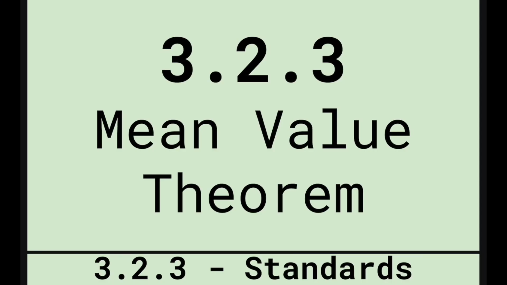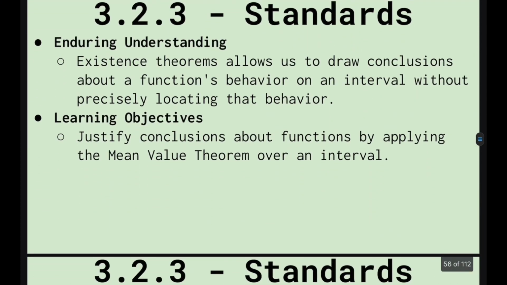All right. Onward we go. This next section is going to be all about the mean value theorem. Here are the standards. It's the same enduring understanding as some of the other ones. Existence theorems allow us to draw conclusions about a function's behavior on an interval without precisely locating that behavior. And then it says learning objectives: justify conclusions about functions by applying the mean value theorem over an interval. So that's what we're going to be able to do. Certain conclusions: does the mean value theorem apply? If so, at what point does it apply?